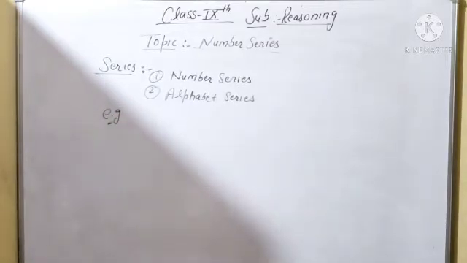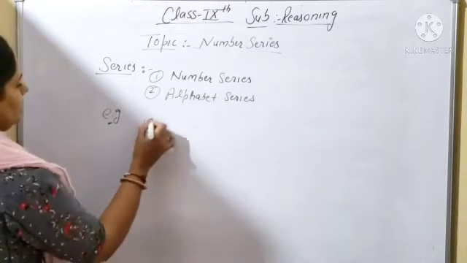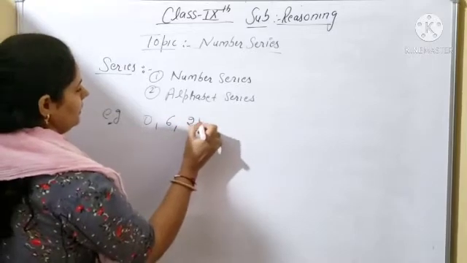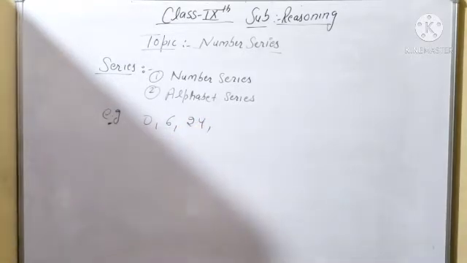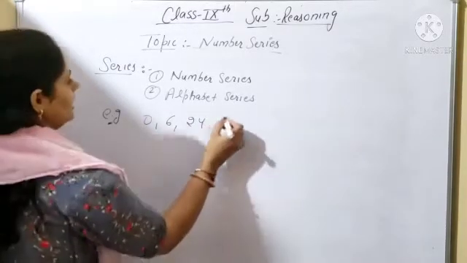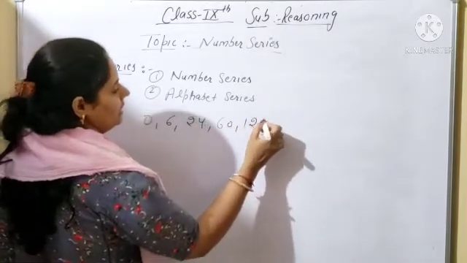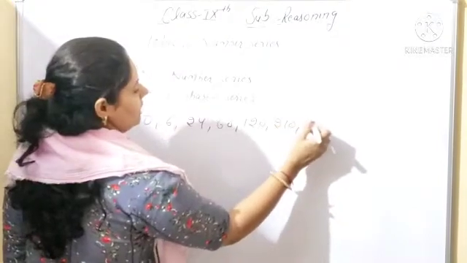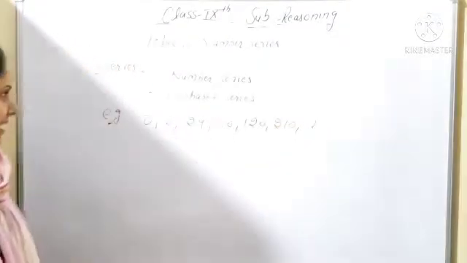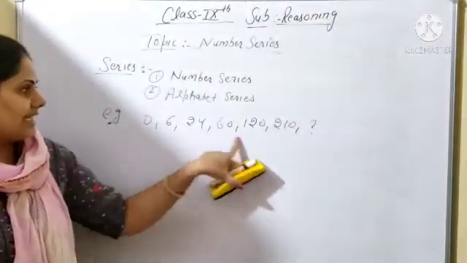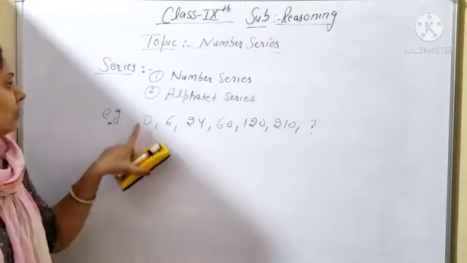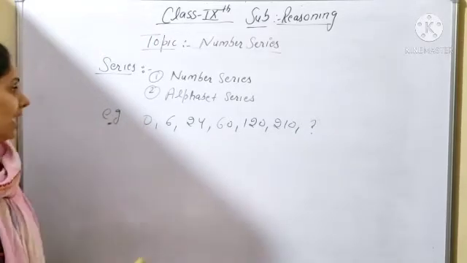0, 6, 24, 60, 120, 210, and what will be the next number? Clear? So here you can recognize any pattern. Any pattern is there. First you are getting 0. So how will you get 0?